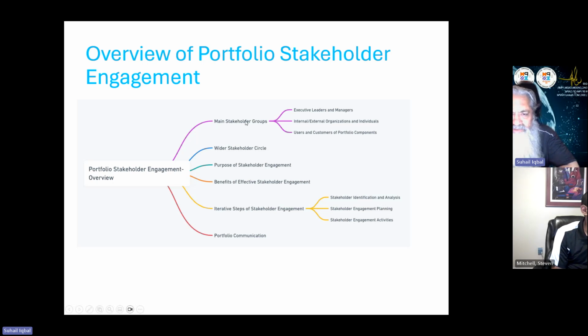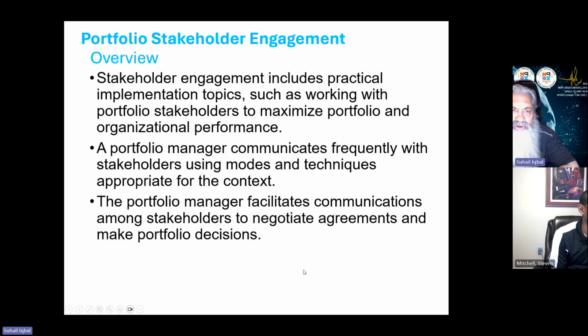Here we talked about the main stakeholder groups. We talked about the wider stakeholder circle, purpose of stakeholder engagement, benefits of effective stakeholder engagement, iterative steps. I think they will come later. They will come later. And portfolio communication. Yes, of course, we talked a bit about everything, but that was just an overview, right? So let's move on. What else do we have in this overview?